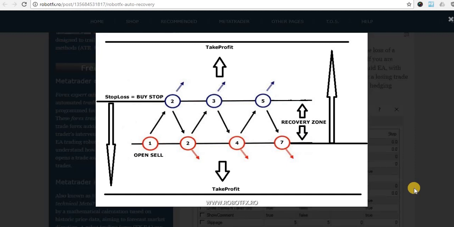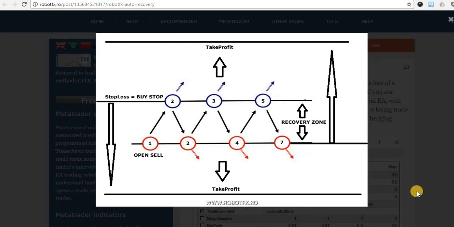An expert advisor designed to recover, to prevent the losses from a losing trade by hedging the trade. In a nutshell, this is what it does right here on this picture.